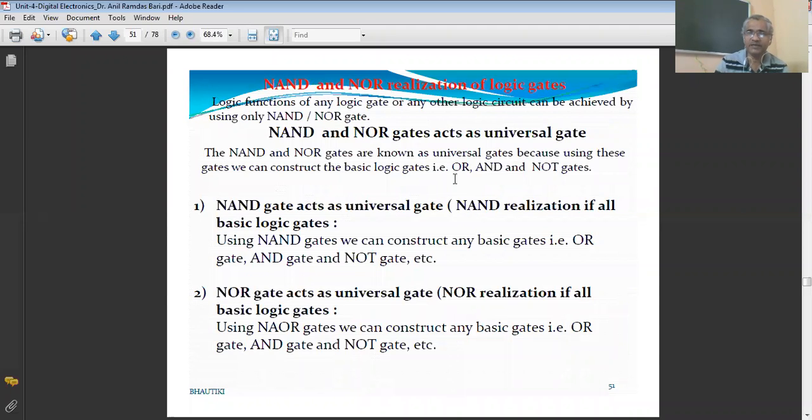Now, many times in the examination, the question is asked on why NAND gate and NOR gate are called universal gates. Why NAND gate and NOR gate are called universal gates. So this NAND gate, आपण बघितलं NAND gate आणि NOR gate आपण these are the derived gates. So how the NAND gate is derived?